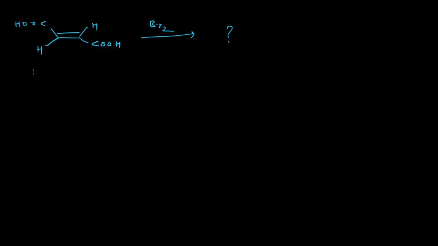Hello guys, in this video we have to show how many products will be formed when fumaric acid is subjected to a bromination reaction. So here we have to consider the stereochemical course for this reaction. So let us consider the mechanism of this reaction. First of all, cyclobromonium ion formation step will happen.